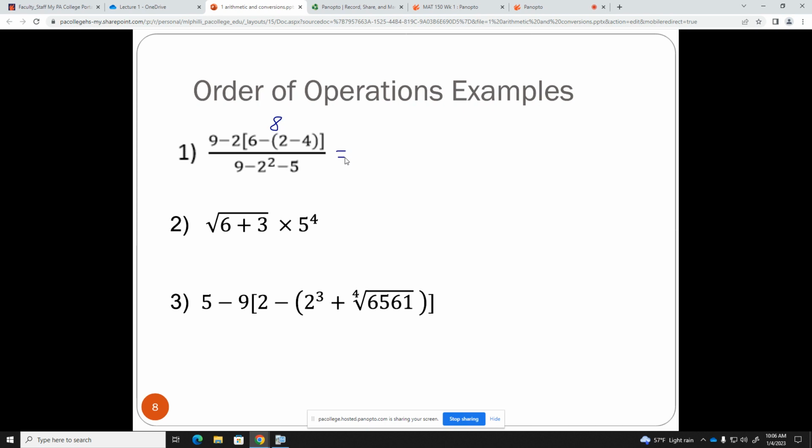So I'm able to rewrite the top of this to be 9 minus 2, and then in the bracket, all of that simplified to be 8. I did not touch the denominator yet, and so I have all of these pieces here. And now I'm going to go back to my calculator, and I'm going to enter the entire numerator at the top.